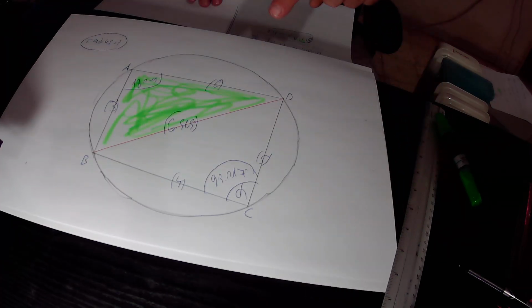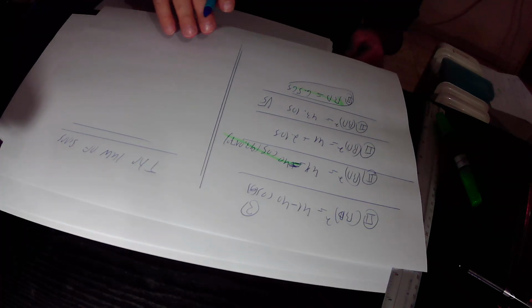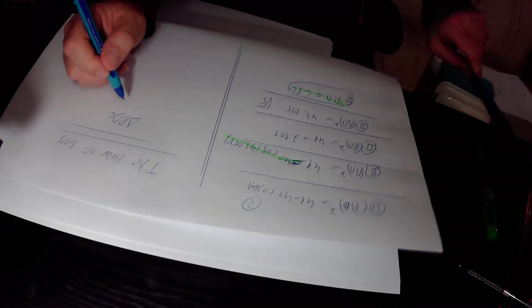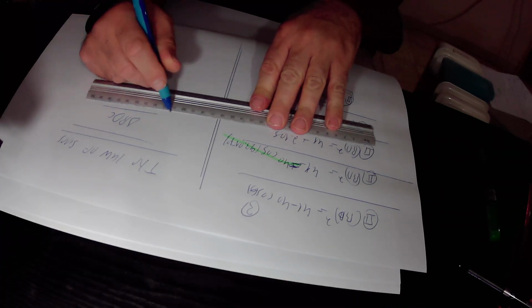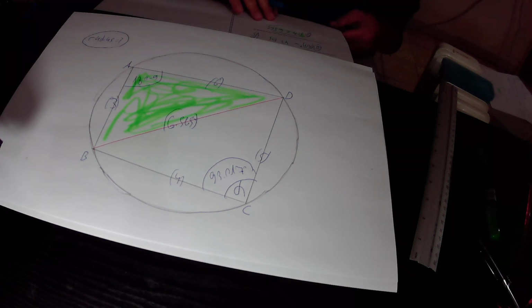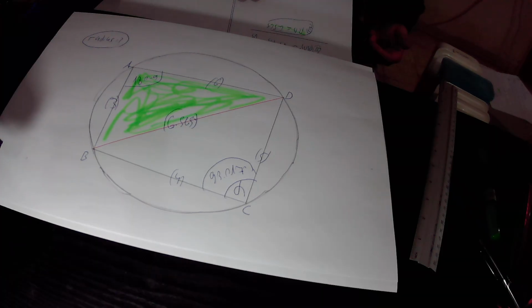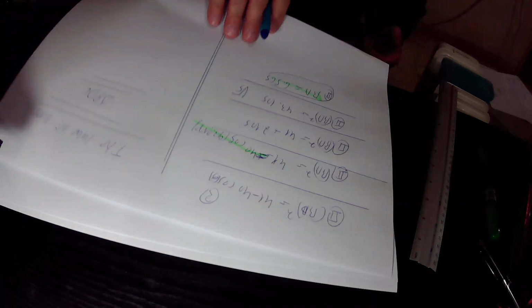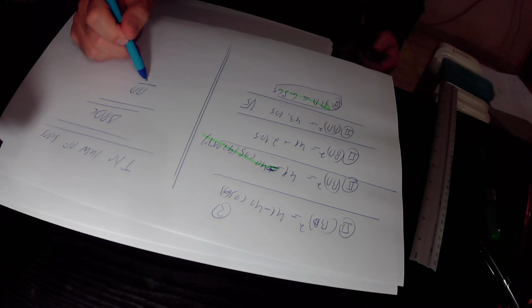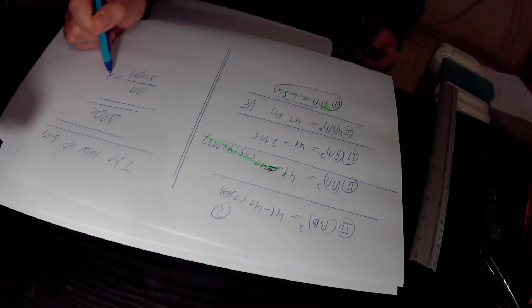In the triangle BDC, the following equation is true, according to the law of sines: BD over sine alpha equals 2R. And R is the radius of the circle, that is the radius that we are looking for in this question.